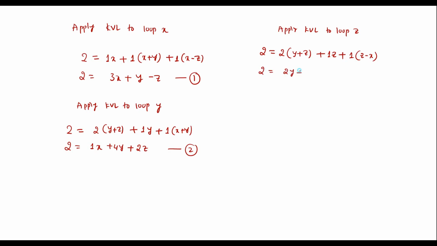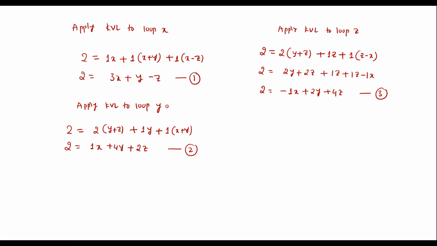This is 2Y plus 2Z plus 1Z plus 1Z minus 1X, or I can write 2 is equal to, we have minus 1X, plus 2Y, and plus 4Z. Let me call it equation 3.